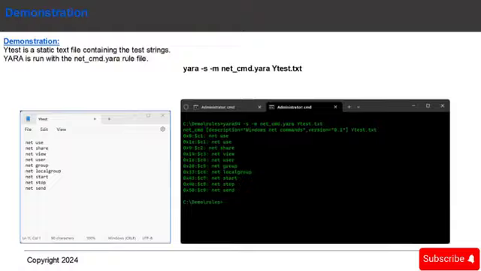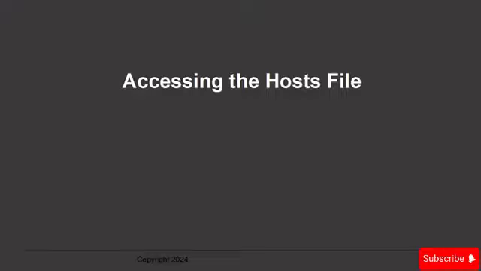In the lab, we go through our standard testing process. We have our net commands embedded in a static text file. We execute our Yara rule against that, and we see the results that are displayed here. Obviously, in your environment, you want to do both positive and negative testing. You want to make sure that you have a valid rule developed and applied.